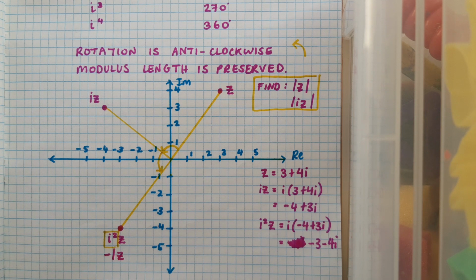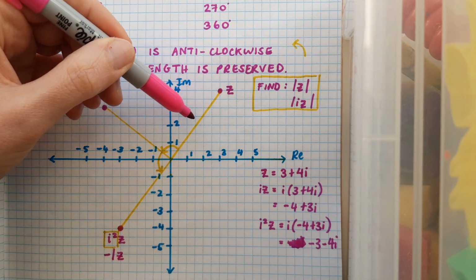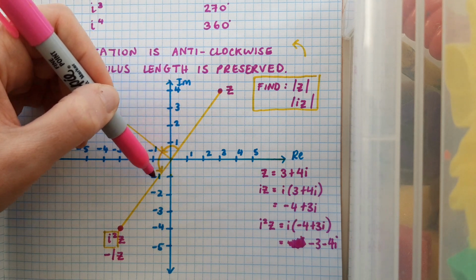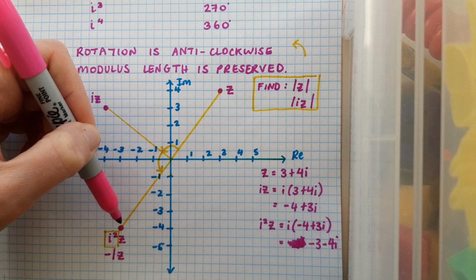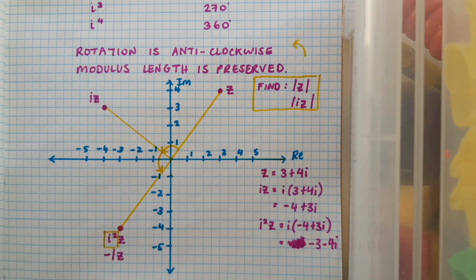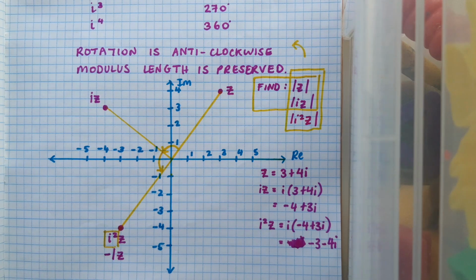And this links back into a previous video that we did on the effect of multiplying a complex number by a scalar. You can see here that multiplying by a negative has meant that my z has been translated to the far side of the origin. In effect, it's central symmetry through the origin. And of course, the modulus remains the same because I'm multiplying by 1. Again, calculate the modulus of i squared z and just see if it in fact is the same as the modulus of z and the modulus of iz.